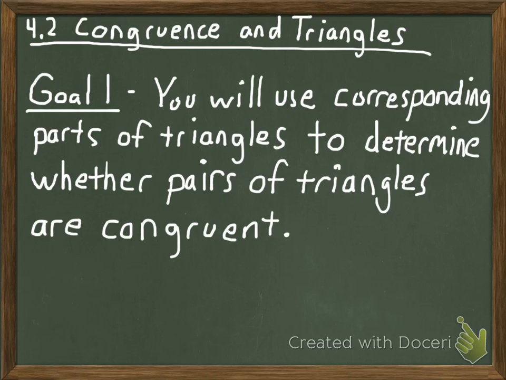Now, we've talked about in the past how you know that segments are congruent, how you know that angles are congruent. Now we're going to start looking at figures in general, where you could look at triangles or rectangles or pentagons, those kinds of things, to determine if they're congruent. And it's going to involve using these corresponding parts of triangles, or of other figures, in order to determine whether they're congruent to one another.